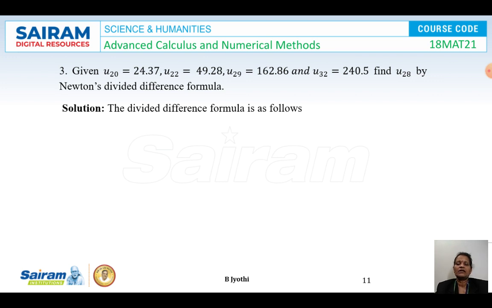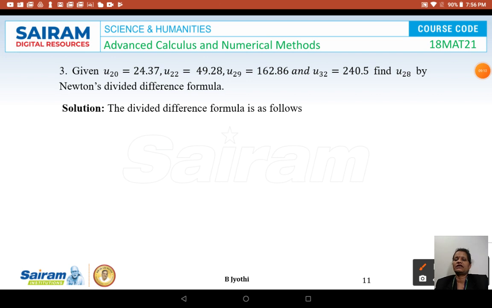Next problem. Given u20 is equal to 24.37, u22 is 49.28, u29 is 162.86, u32 is 240.5. Find u28 by using Newton's divided difference formula. Here we can observe why we need to apply Newton's divided difference: between 20 and 22, 2 difference is there. Between 22 and 29, 7 difference is there. Between 29 and 32, we have 3 difference. So it is unequal intervals. There is no doubt about it.